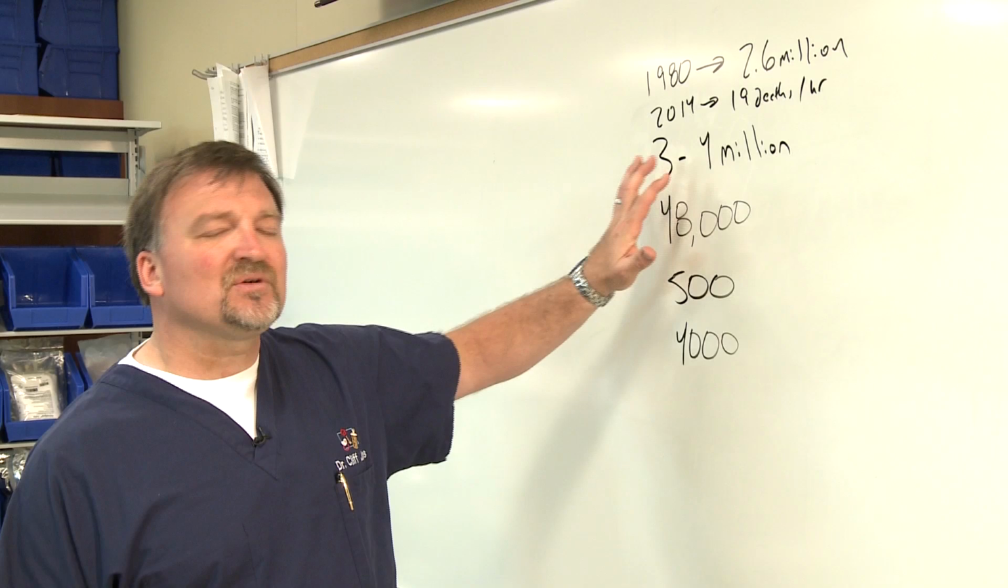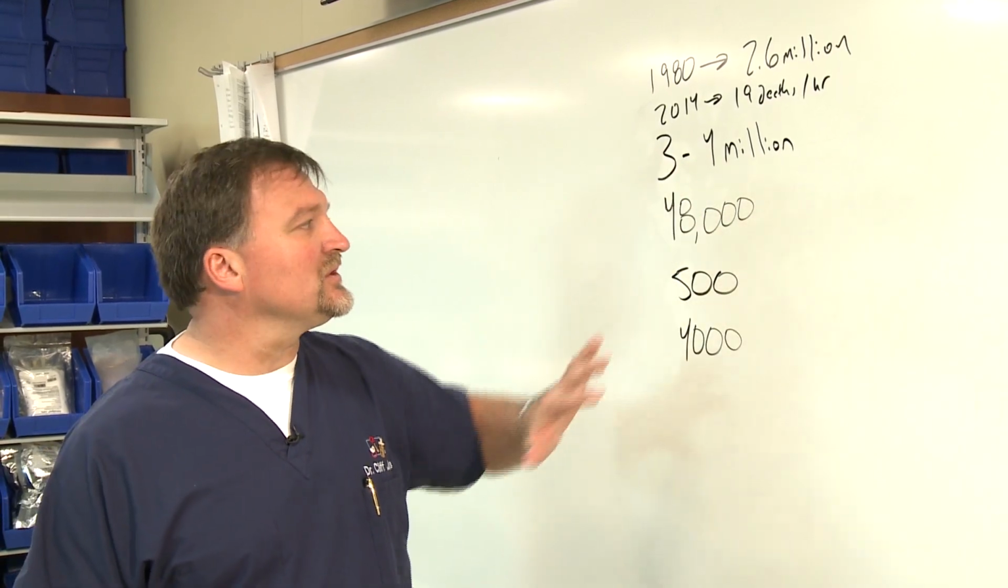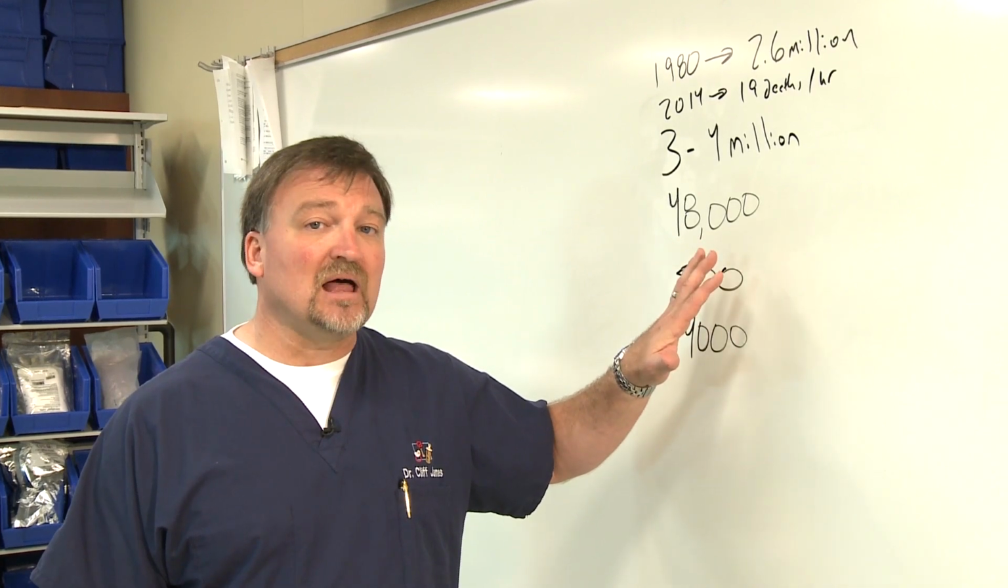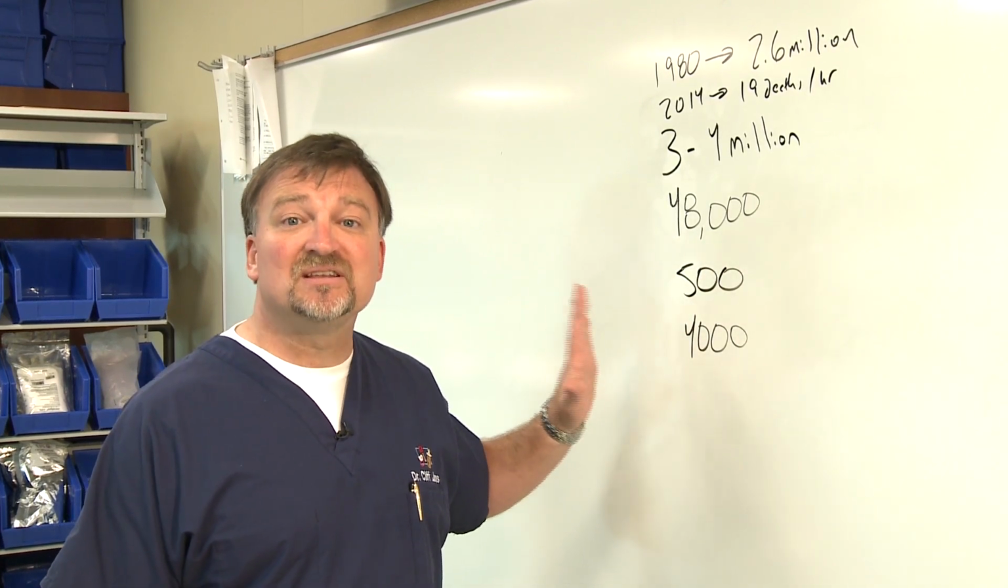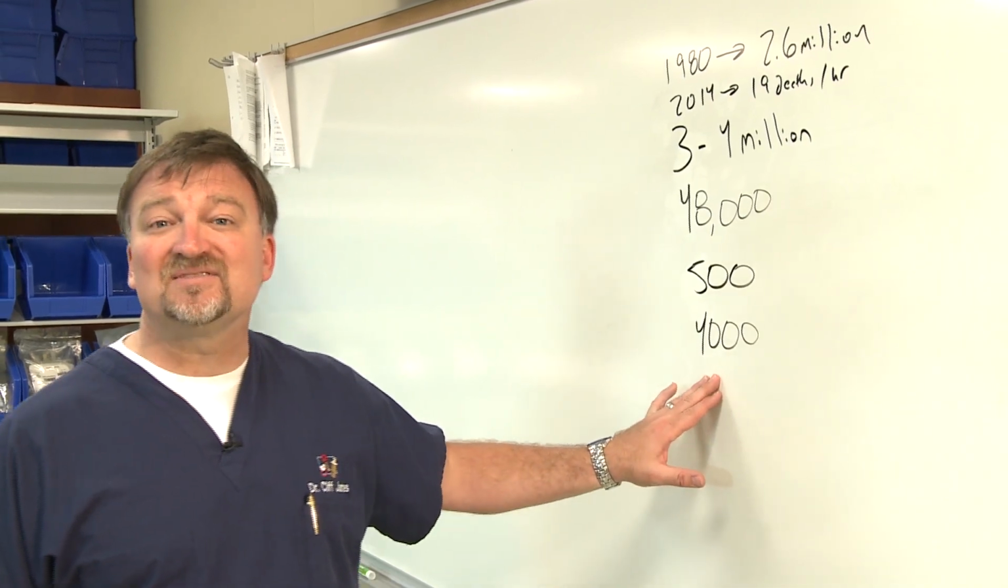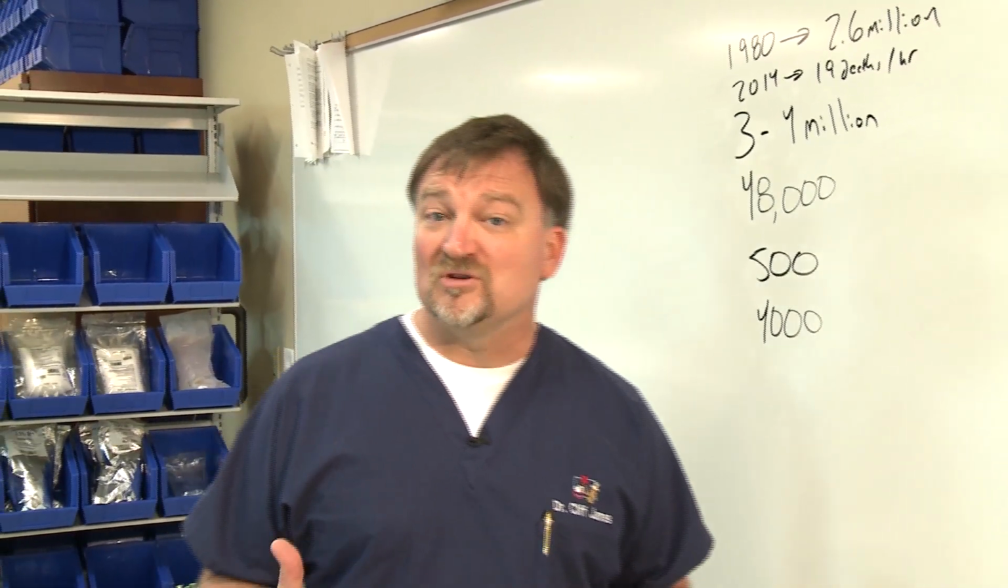Now, like I said, there were 3 to 4 million cases of measles per year. Of those, 48,000 people would be hospitalized. About 500 deaths would occur every year. And about 4,000 cases of encephalitis would occur, which is the infection and swelling of your brain, which could lead to seizures, mental retardation, and coma, and then death.